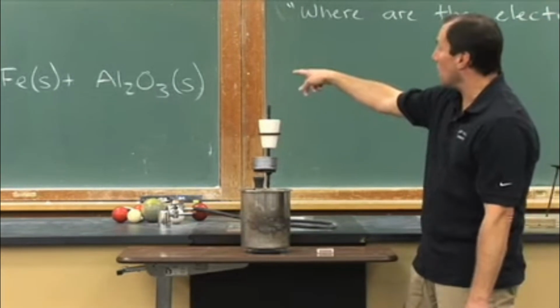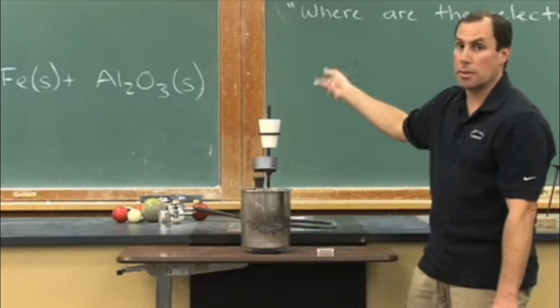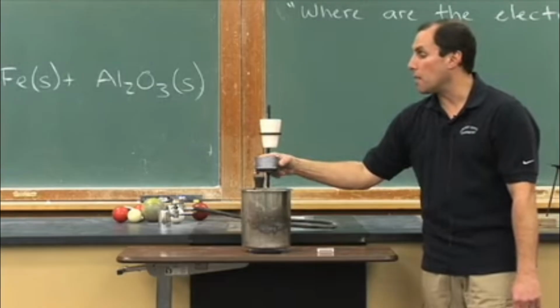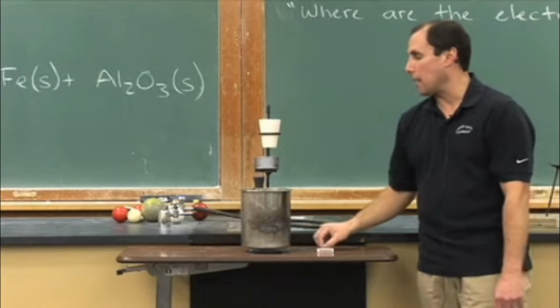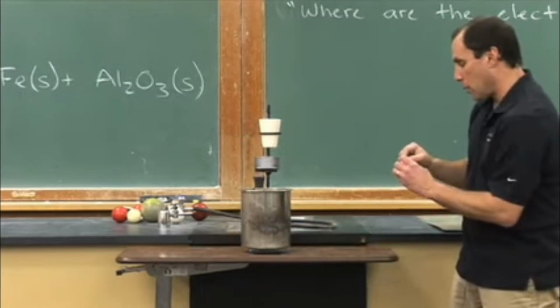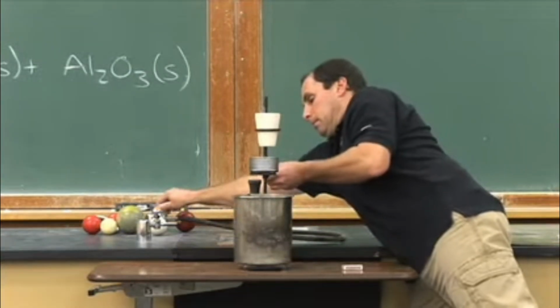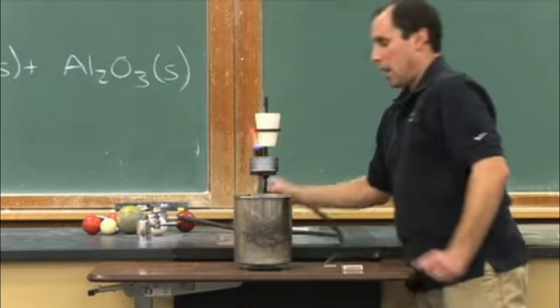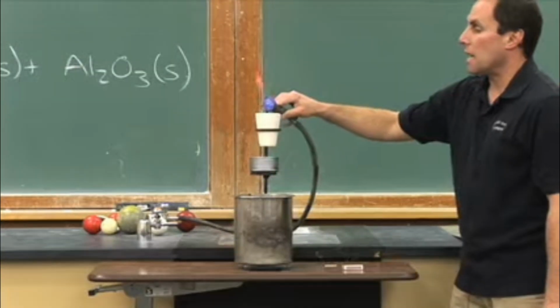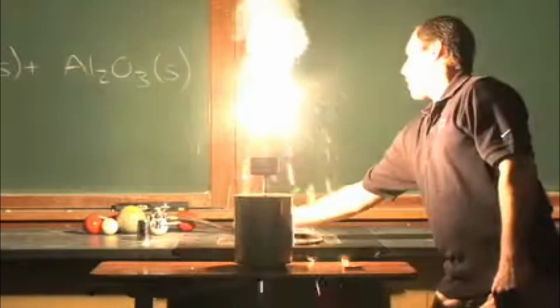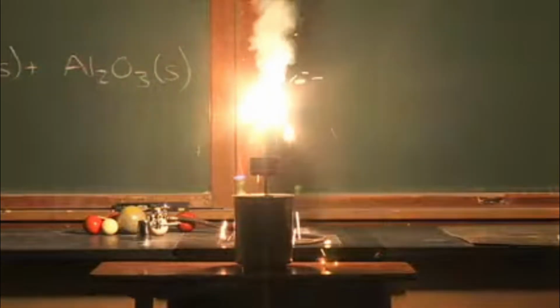Our products are going to be solid iron and some aluminum oxide. The temperature we reach is going to be hot enough to melt the iron product that we make. So let me get this started. I'm going to light a little Bunsen burner here and light the sparkler. At the beginning you'll know that it's just sparks, and when this puppy goes, you're going to know that it's more than just the sparks.